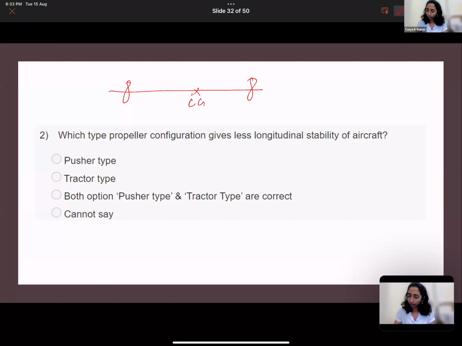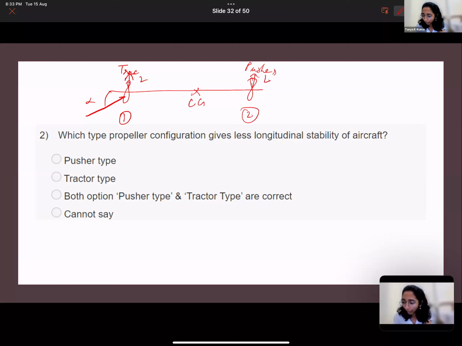Okay, so this is the CG. Which one is pusher? Which one is tractor? This is 1 and this is 2. Tractor is mounted on the nose. Perfect. So this is tractor and this is pusher. Now both of them produce thrust, right? So propellers produce thrust. Now, if it is at an angle of attack, because of the oncoming velocity, it also produces lift forces. Both of them.